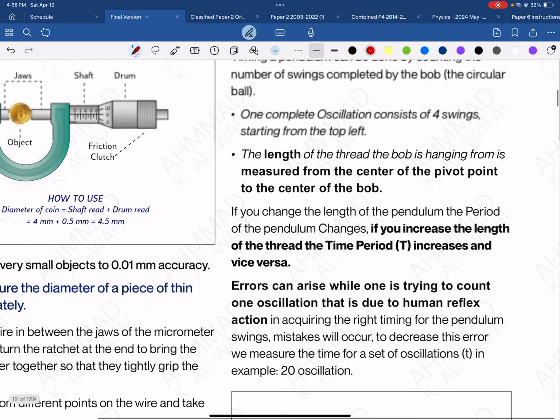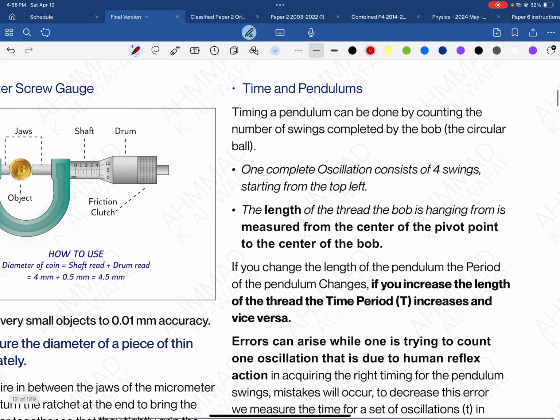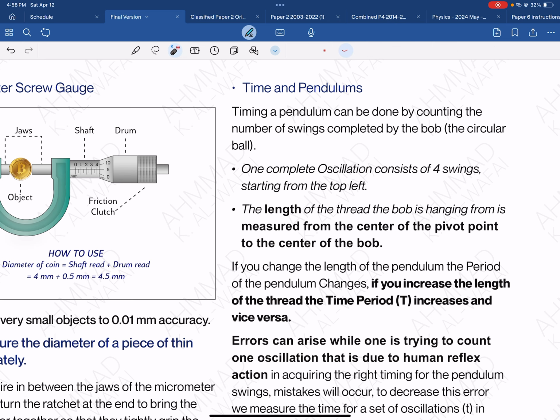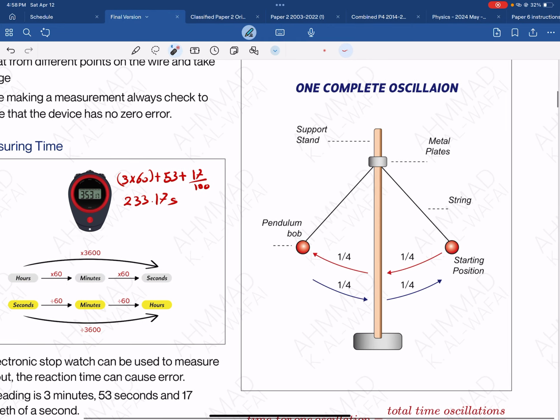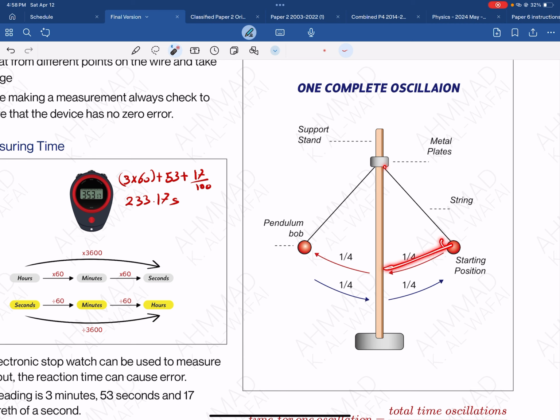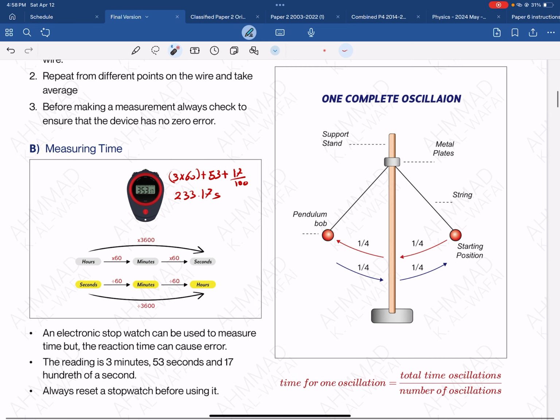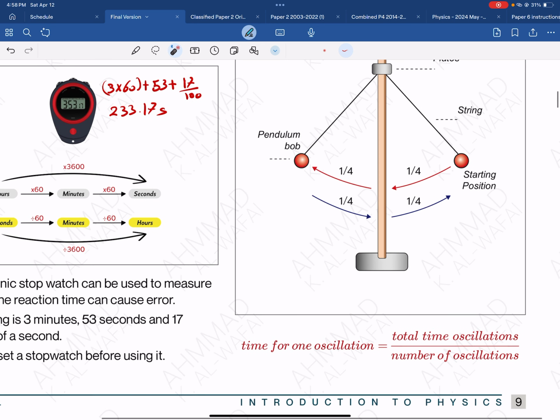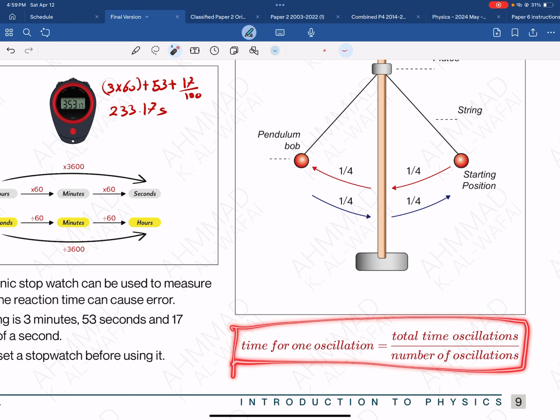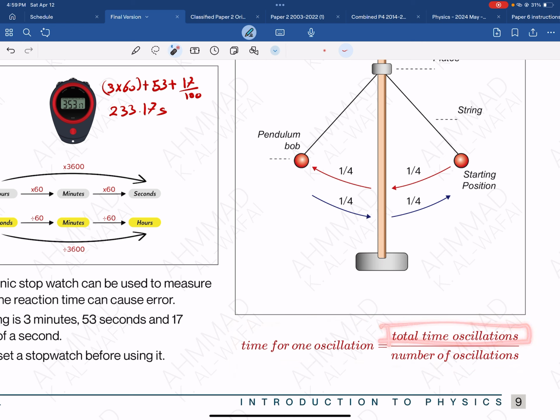Okay, and then let's go back to the idea of oscillations. Oscillations are a big part of Paper 6, so basically, how to count the pendulum. If we drag the pendulum back, that's the starting position, and we let it swing, that's a quarter, a quarter, a quarter, and a quarter, and that is 1 oscillation, and so on. It's really hard to count 1 oscillation, so we count a total number of oscillations and get the total time. Then to get the time for 1 oscillation, we divide the total time by the number of oscillations.